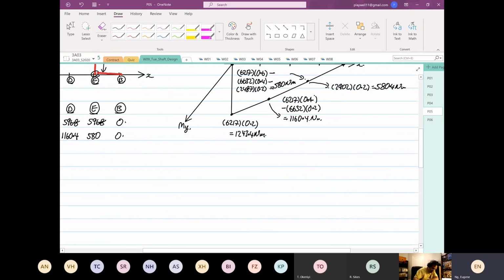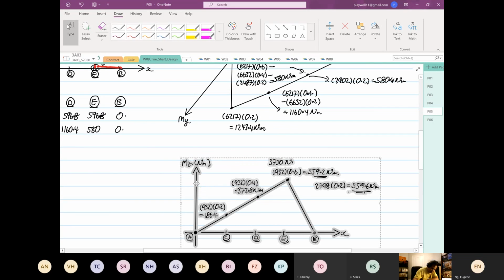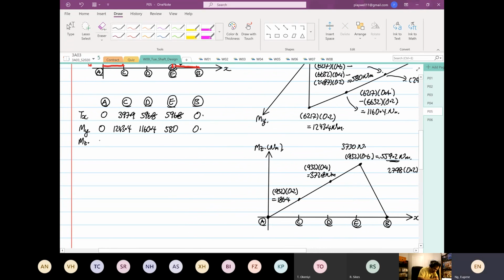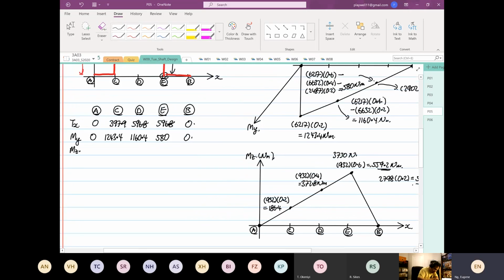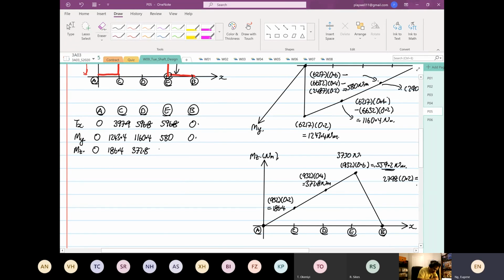So our moment about Z. Okay. So point A is again 0. Right. Point C is 186.4. Point D is 372.8. Then you have 559.2. And then you have 0.